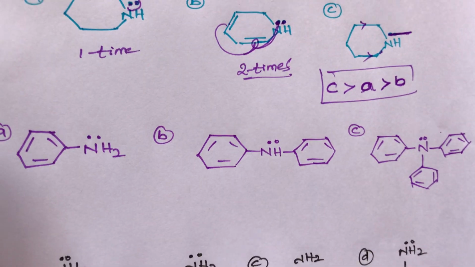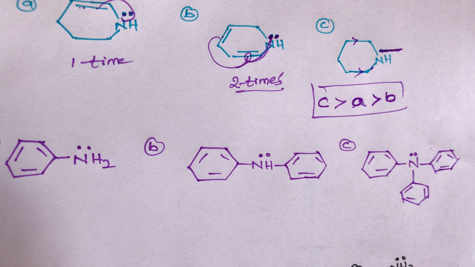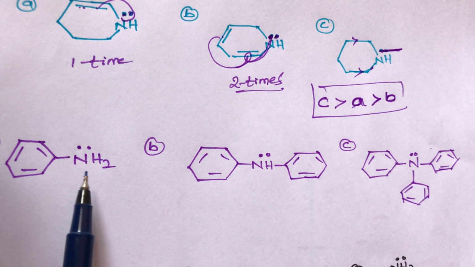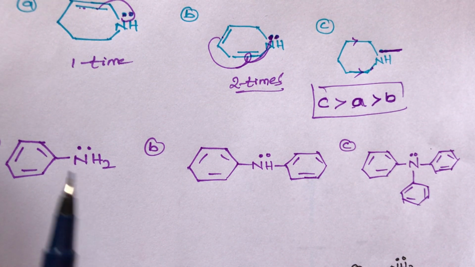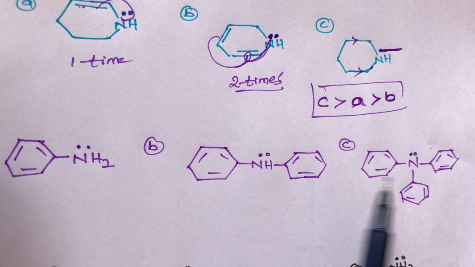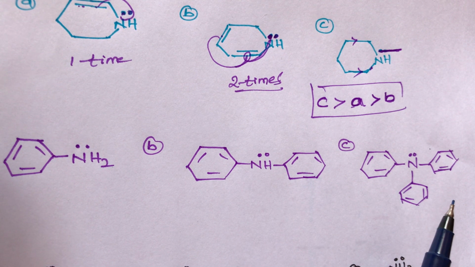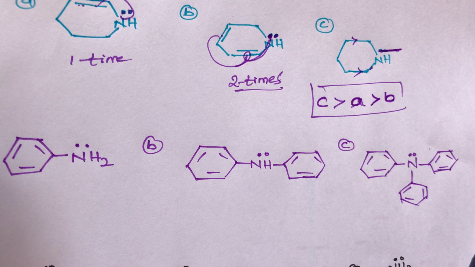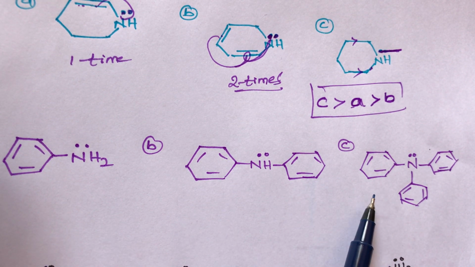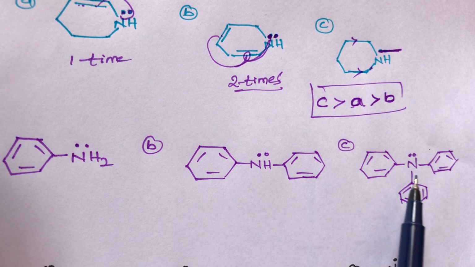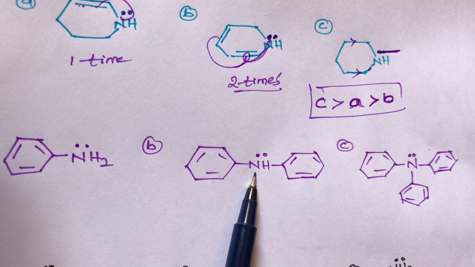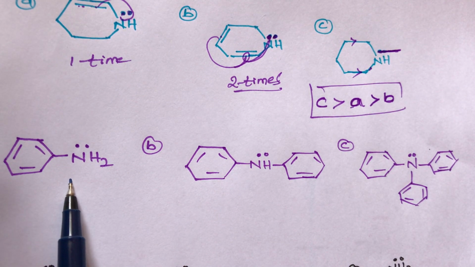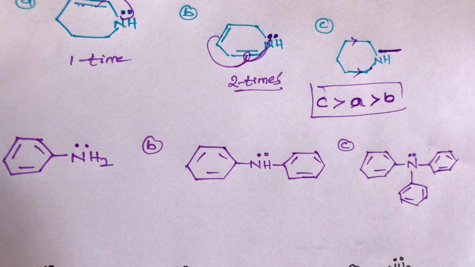Third example. In the third one, what is the basic strength order? See, the first compound is a primary amine, the second is a secondary amine, and the third is a tertiary amine. We already know the basic strength order: tertiary is greater than secondary, and secondary is greater than primary. So out of these three, which one is more basic? Generally we think tertiary is more basic than secondary, and secondary is more basic than primary, but that rule is not applicable to this question.